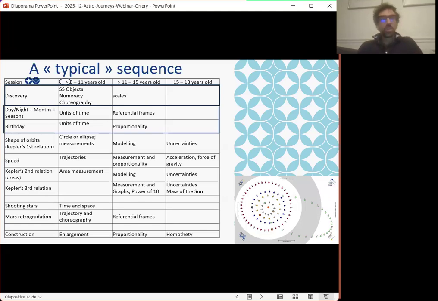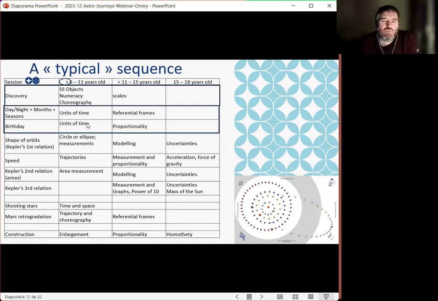Then the suggestion is to start with time, really to disentangle time and distance. So first you do a session about time. I don't know why I put referential frames here, sorry. So you can do the timing of day and night, months and seasons. You can do the birthday: how many birthdays do I have if I'm on a different planet, and then you work on years.